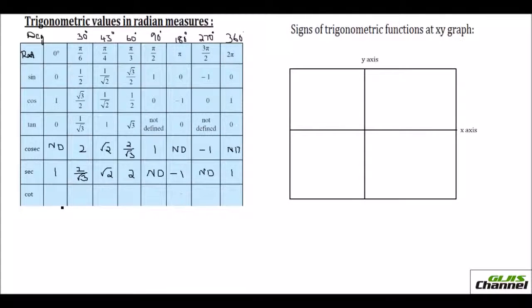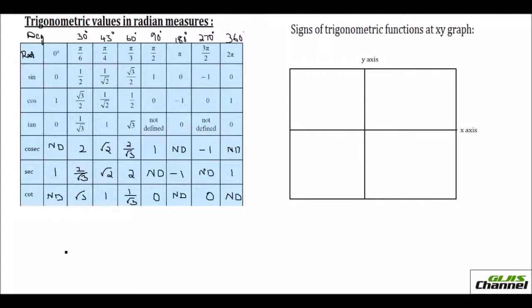Now for the cot, it is the reciprocal of tan. So that's 1 over 0, which is not defined. Here it is root 3. Here it's 1 over 1, 1. So here it is 1 over root 3. I'm just writing the reciprocal. This is not defined again because it's 1 over 0. Now here it is 0 over 1, so it is 0. This one would be not defined again. And this is 0 and not defined. So likewise you can fill in the trigonometric values.